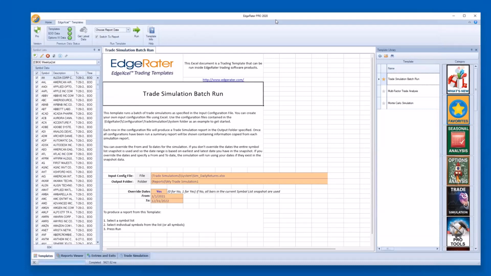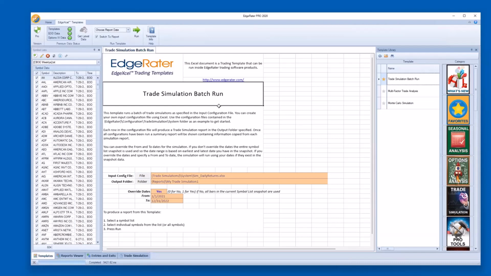Okay, so it actually turns out to be quite straightforward to run these tests. So the first thing you can do is you take your trade simulation batch run template, and there's input configuration files. Last week I talked about how you would prepare your own configuration file, but there's a bunch that are built into the system already. The sim daily returns basically runs a test which gives you the returns of close to close trades, open to close trades, and close to open trades.